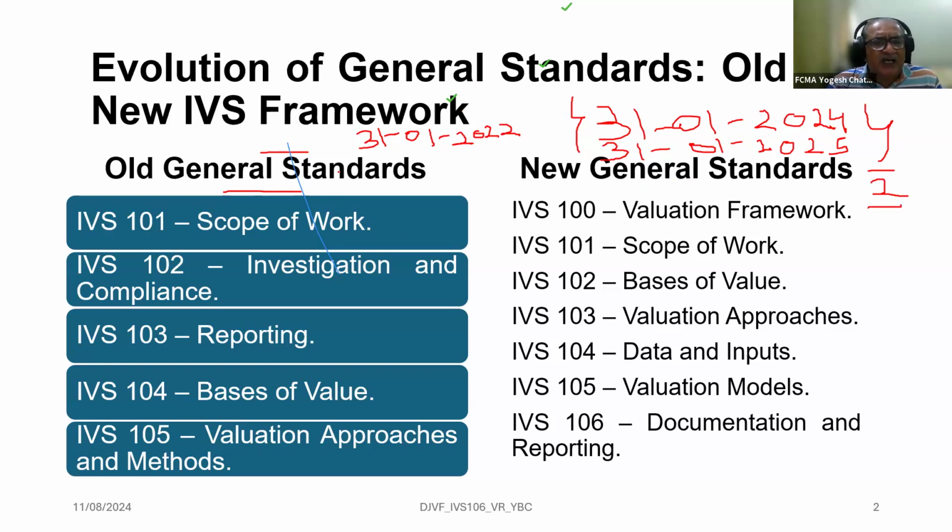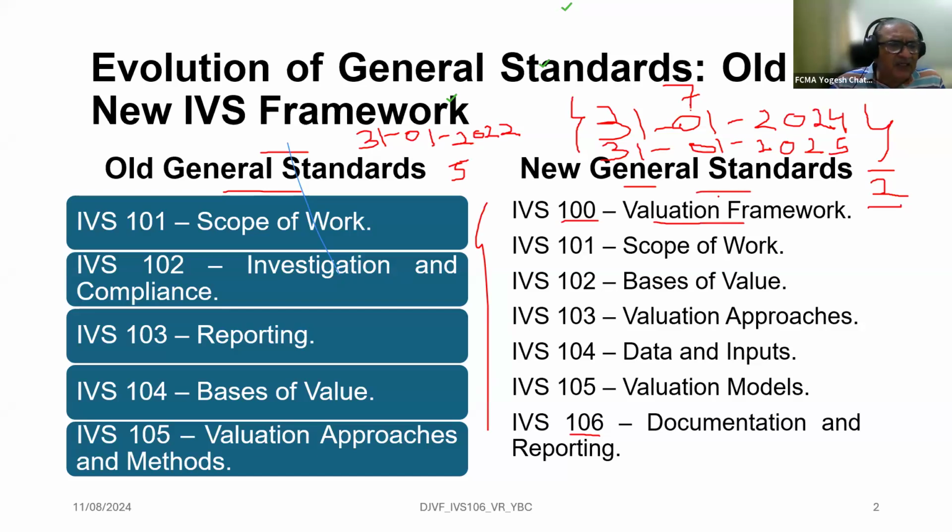As per the old version of IVS, IVS 31st of January 2022, we had five General Standards, between IVS 101 and IVS 105. In the new version, you have seven General Standards, renumbered between IVS 100 and IVS 106. So that is the major amendment. IVS 101 is on the valuation framework.